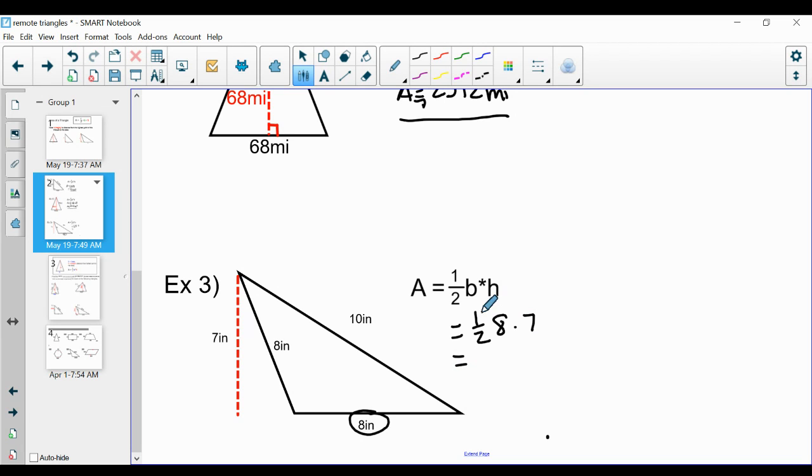On this one, you can plug this right into your calculator if you'd like. I say 1/2 of 8 is 4, times 7 is 28. And we are in inches, and I'm going to square my label. And that is the answer to this obtuse area.